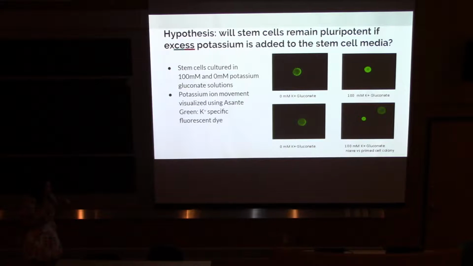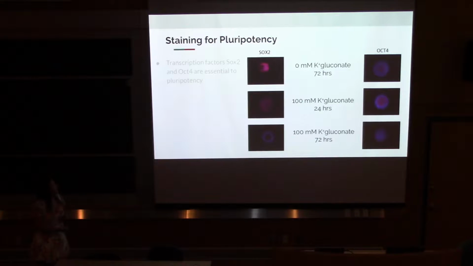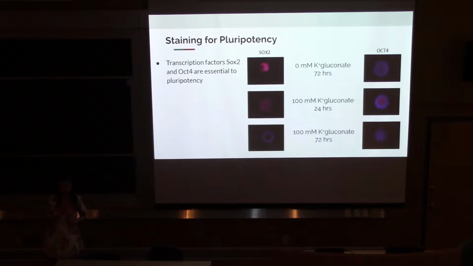And what we can observe in this image is that in 100 millimolar potassium gluconate, the stem cells actually had an increase in fluorescence, meaning that there was an increase in intracellular potassium concentration. But how do we know then if these stem cells actually remained pluripotent or lost pluripotency? Well, there are these two transcription factors, and transcription factors regulate gene expression. So these two, SOX2 and OCT4, are essential to pluripotency, meaning when SOX2 and OCT4 are no longer present in a stem cell, these stem cells are no longer pluripotent.